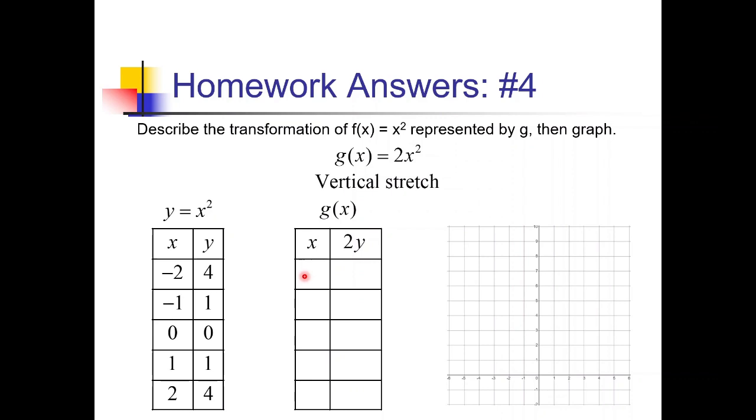So for the x's, I've still got -2, -1, 0, 1, and 2. And for the y values, I just have to double all these. So 4 becomes 8, 1 becomes 2, 0 is still 0, and then we have 2 and 8 again. Let's go ahead and graph this now. So we have -2 comma 8 right there, and then -1 comma 2, 0, 0, 1 comma 2, and 2 comma 8. And then there's the parabola going through those.